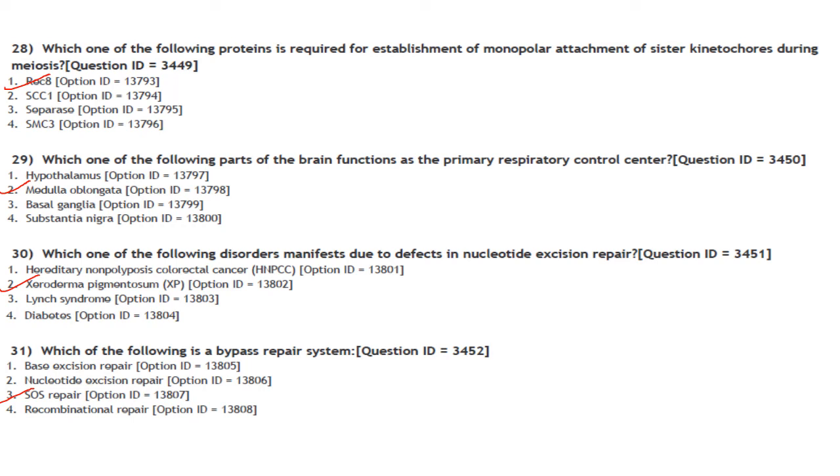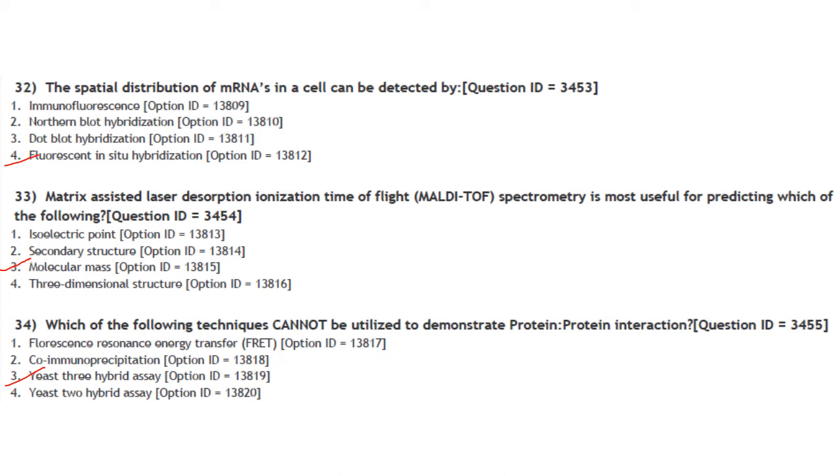Then which of the following parts of the brain functions as the primary respiratory control center? It is medulla oblongata. Answer is option 2. Then which one of the following disorders manifests due to defects in nucleotide excision repair? It is xeroderma pigmentosum. Answer is option 2. Then which of the following is a bypass repair system? It is SOS repair system, that is bypass. Answer is option 3.